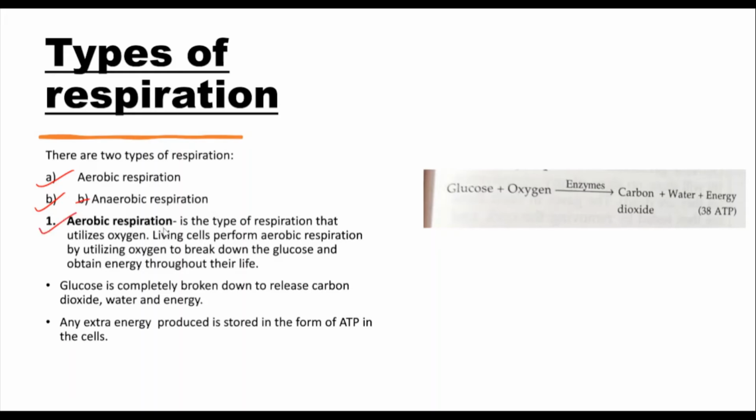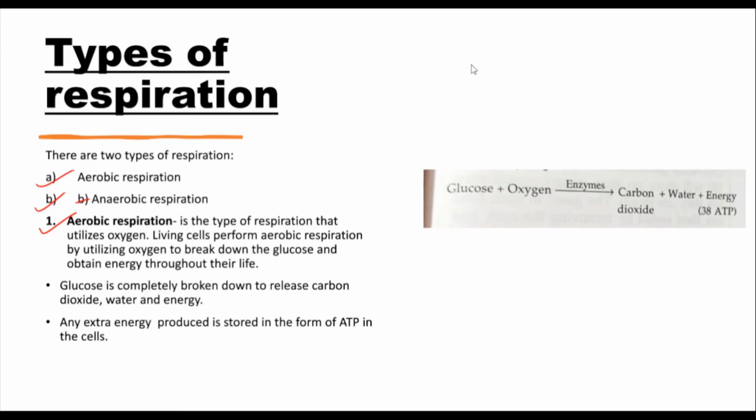As the name indicates, aerobic respiration is the type of respiration in which oxygen gas is utilized to oxidize the food or the glucose in order to release energy. So children, normally all living cells perform this type of respiration, that is aerobic respiration. And how do they do it? They do it by means of oxygen. Okay, so what actually happens?